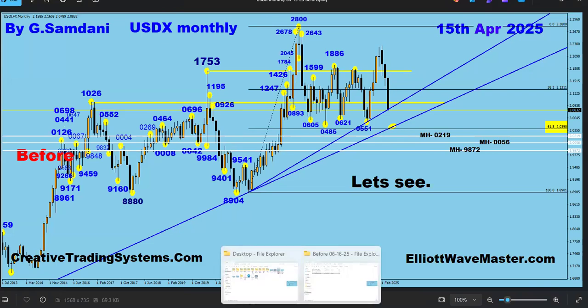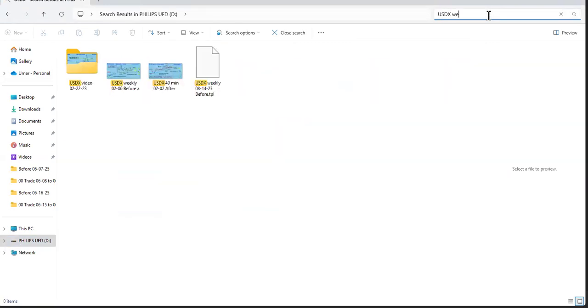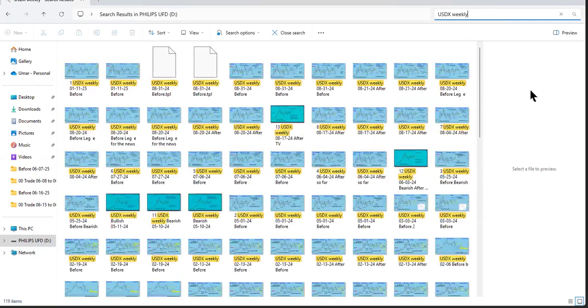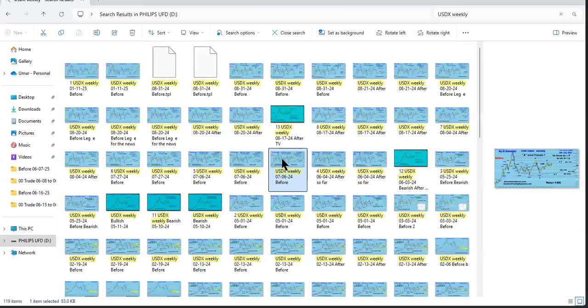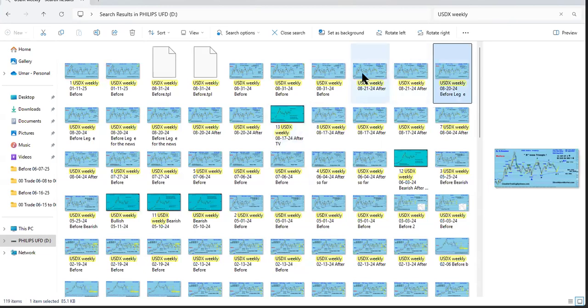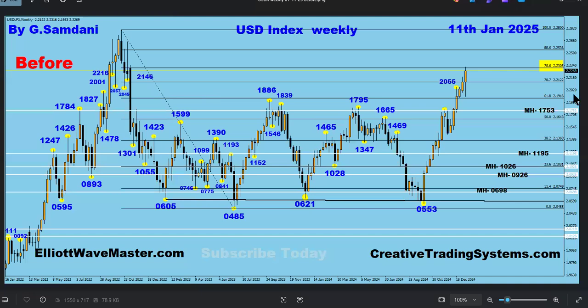If I try to find that chart, maybe I'll be able to. Let's say I do the USDX weekly chart, so all of these charts will show up. Which one was it? Let me see. Not this one, this is so weekly, no, this one, no. This is the one, I think. All right, so this is the chart, right?